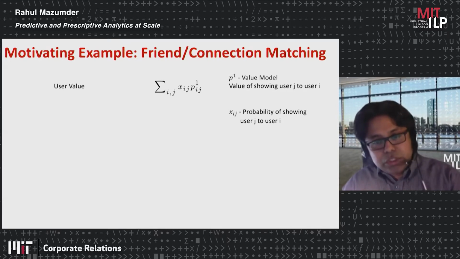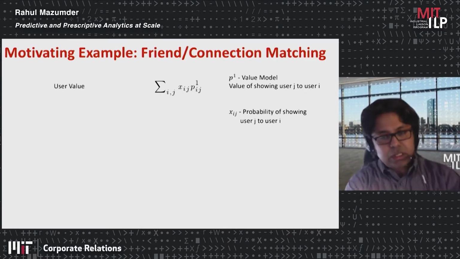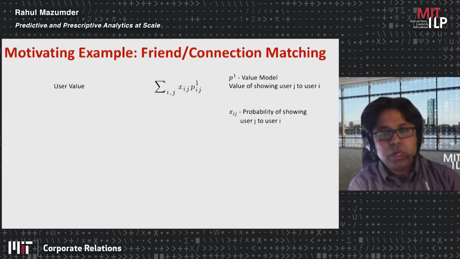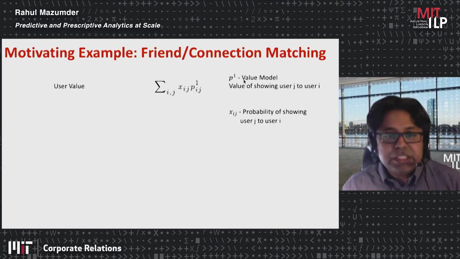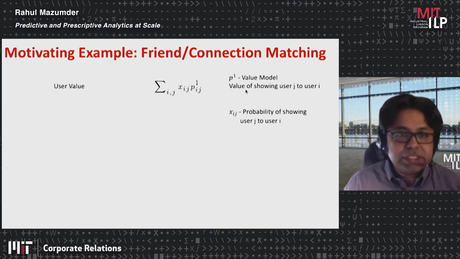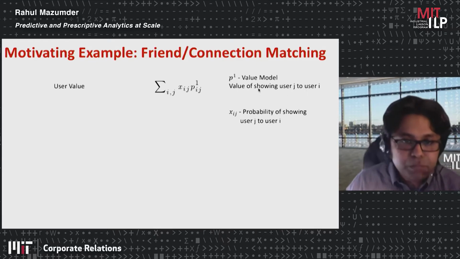When a user goes into a networking platform, the platform is going to show a candidate set of users whom the viewer may think about connecting with. So P is a value model. This basically describes the value of showing a user J to a user I.